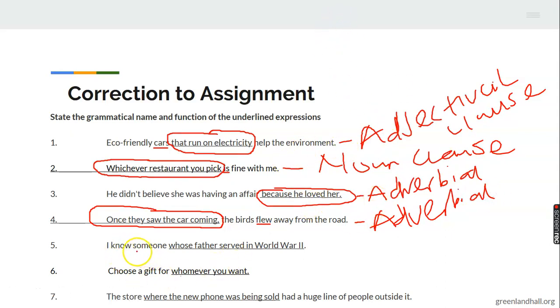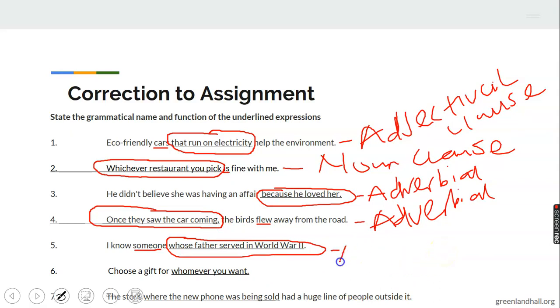Then, I know someone whose father served in World War II. Someone is a pronoun. And I told you immediately an element comes after a noun or a pronoun, definitely it is modifying that pronoun. And in this case, only a type of clause can modify or qualify a pronoun. That type of clause is the adjectival clause. And simply put, the function is, it is modifying or qualifying the pronoun someone.